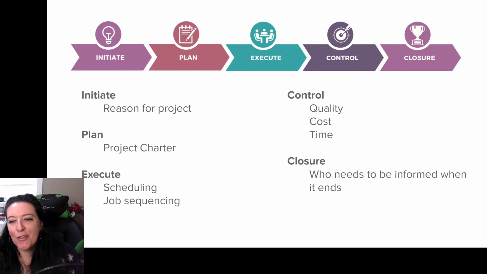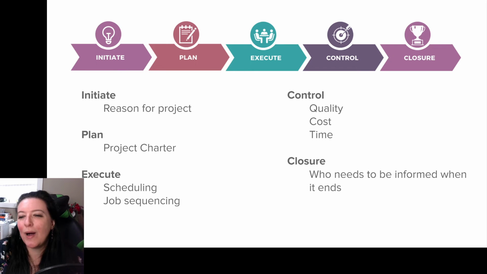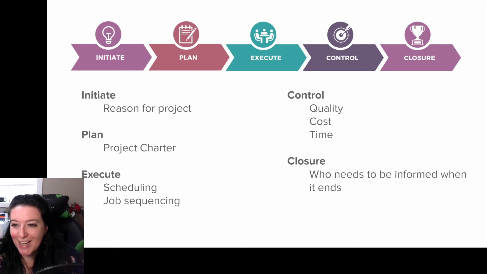Then as we get further into the project, we need to look at control. So assessing how well the project is going. When we assess the project, we look at quality. So are we accomplishing what's needed? Are we meeting our objectives? Are customers satisfied, depending on what we're doing for this project? What is the cost? Are we still within budget? And what is the time? Are we on schedule?